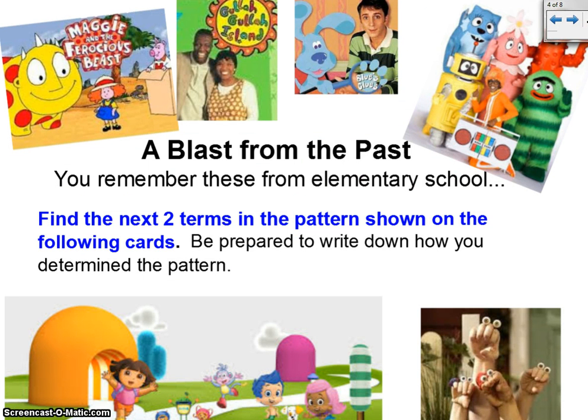Okay, so let's go into patterns. All of these pictures right here are all a blast from the past. You should remember some of these from elementary, some you would and some you won't. I remember Blue's Clues and Dora. And in all of these shows that you watched as kids, you had to follow some kind of pattern as you were watching the TV show. So that's what we're going to work on today.